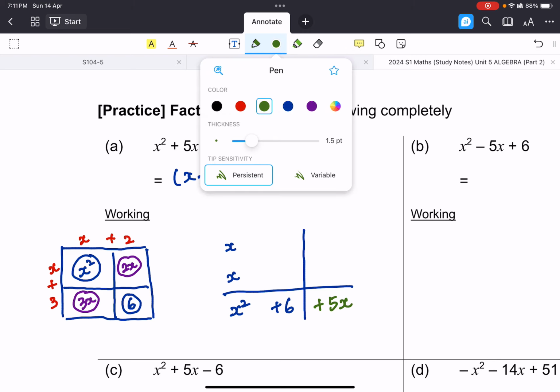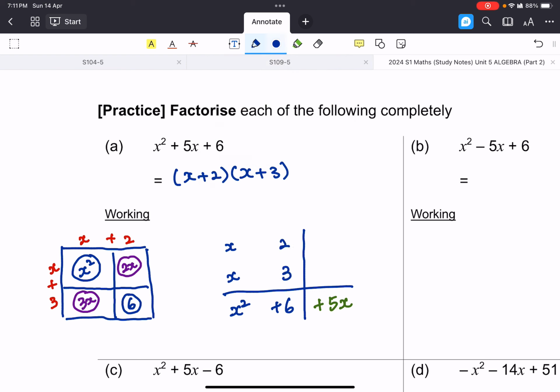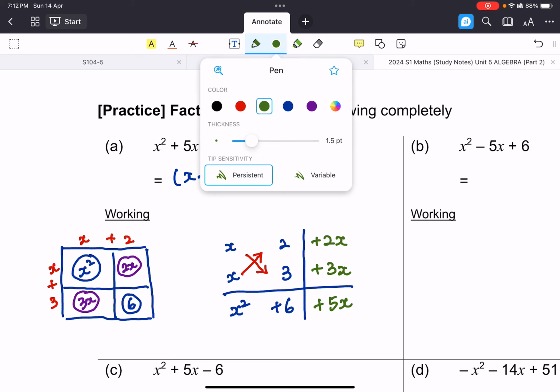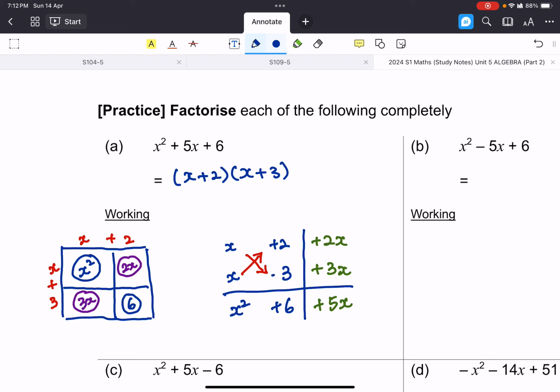Now, that means if I were to choose the combination 2 and 3, I'm going to cross multiply them in this manner, and I will obtain 2x over here and 3x over here, and I want it to be positive. So I need to check: positive 2x, positive 3x give me positive 5x. And then if this is positive, this is positive. Again, we check: positive 2 times positive 3 gives us 6. So by looking at this, we will recognize that this portion here is this portion here, and this portion here is this portion here.